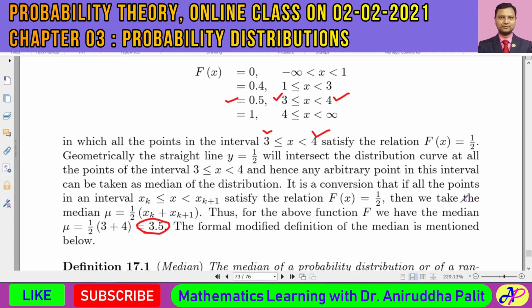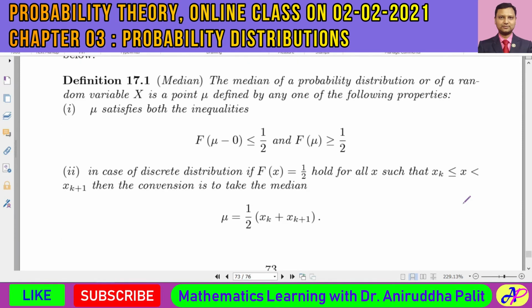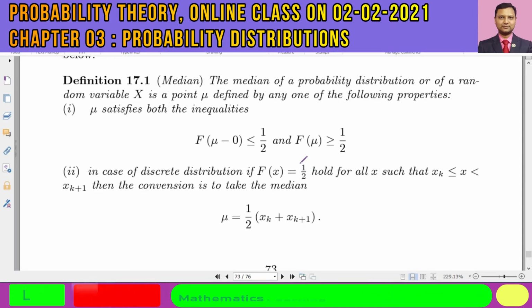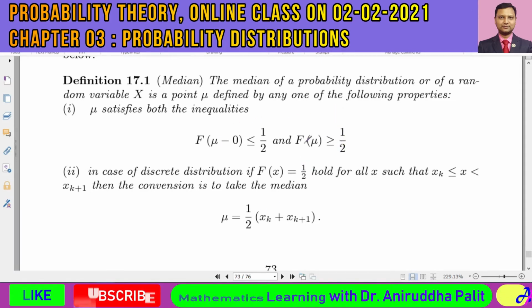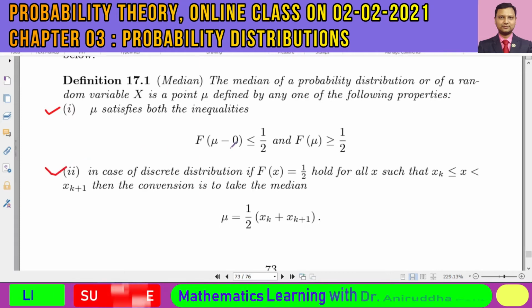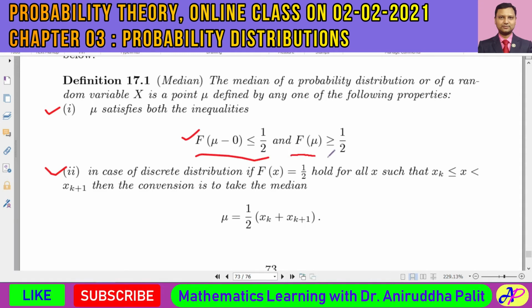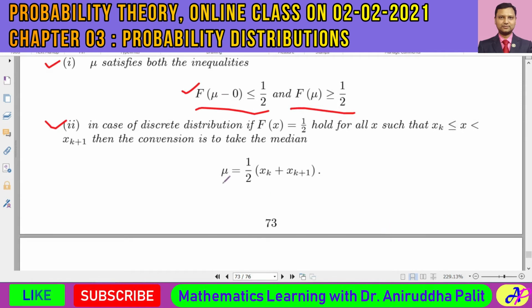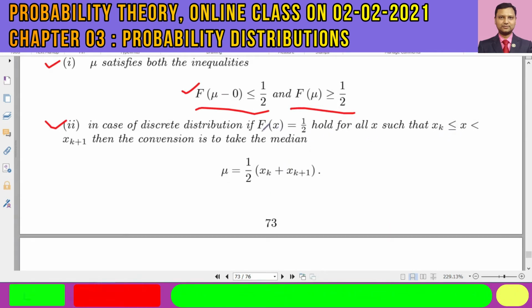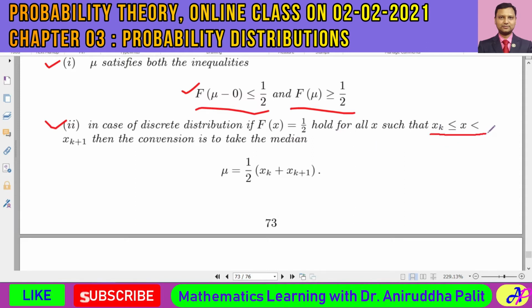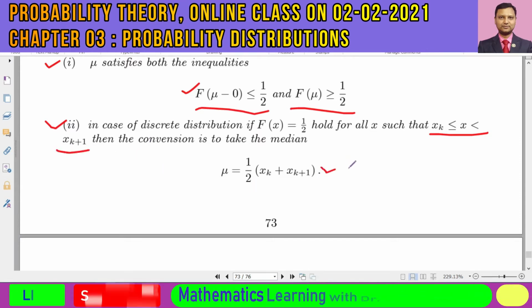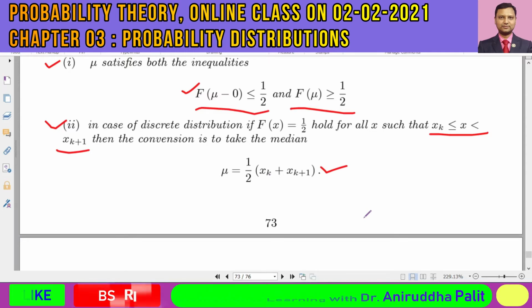And so if we summarize the total discussion, the median can be defined incorporating all these modifications. The median mu either satisfies this property number 1 or this property number 2. In property number 1, we have f of mu minus 0 less than or equal to half, and f of mu greater than or equal to half. And in property number 2, if by chance f of x is equal to half for all the points in between this segment xk and xk plus 1, in that case the middlemost point in between xk and xk plus 1 is taken as the median of the distribution.